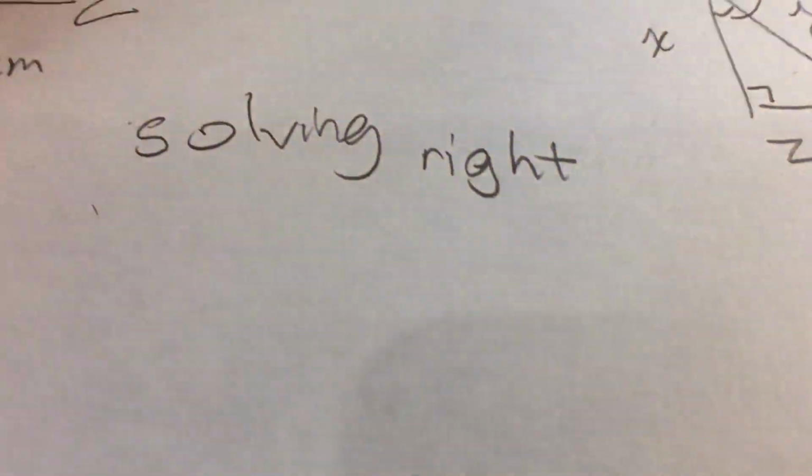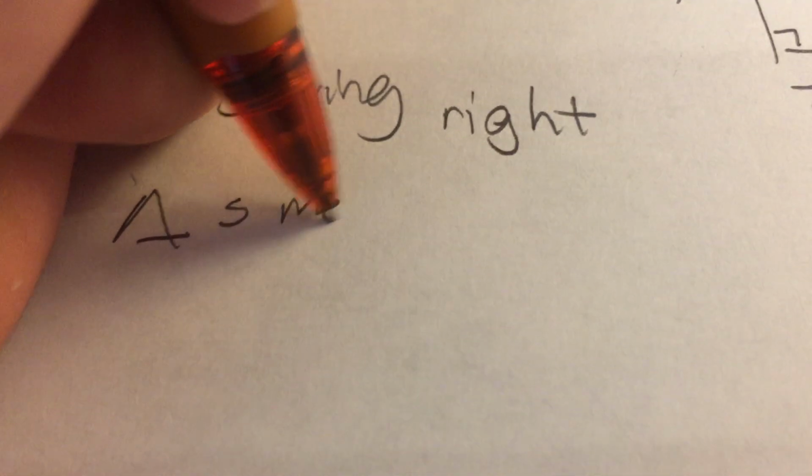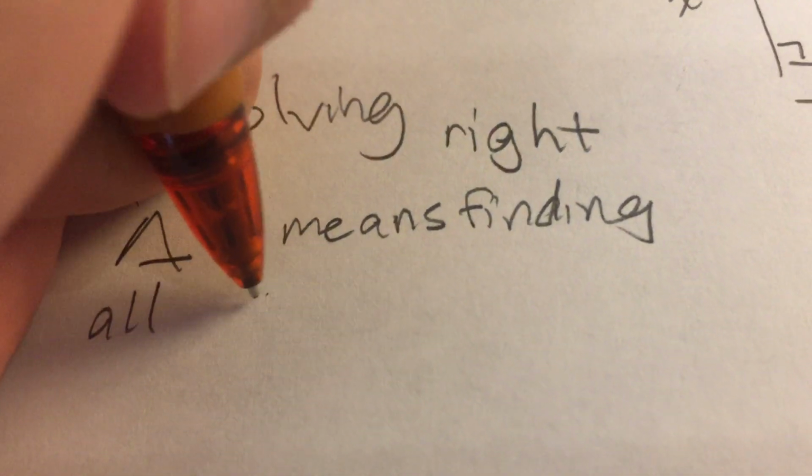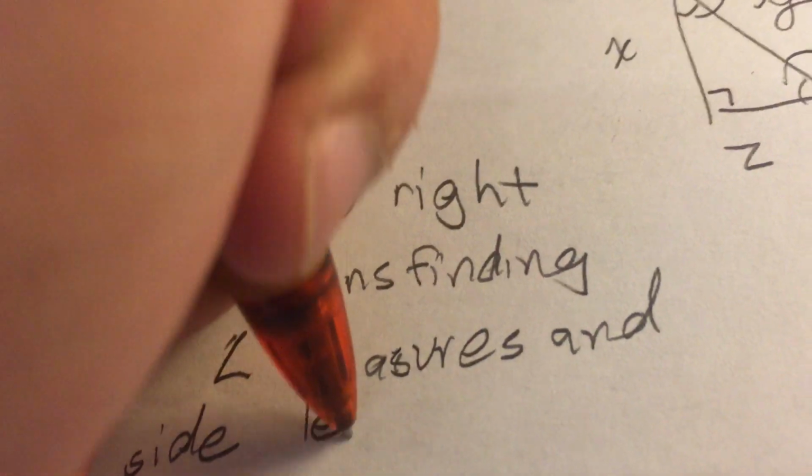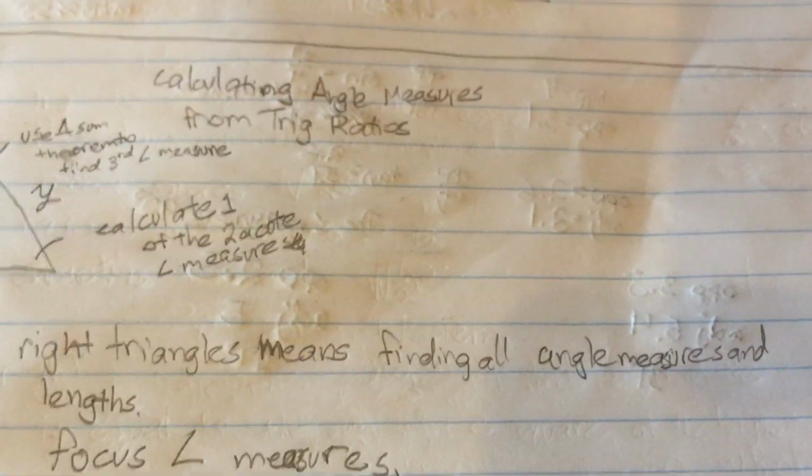Solving triangles means finding all angle measures and side lengths. You can just write this out in full like I did over here in my notebook. And then we wrote: today, focus on the angle measures. Sorry, I'm left-handed and I'm bad at writing. So there we go.